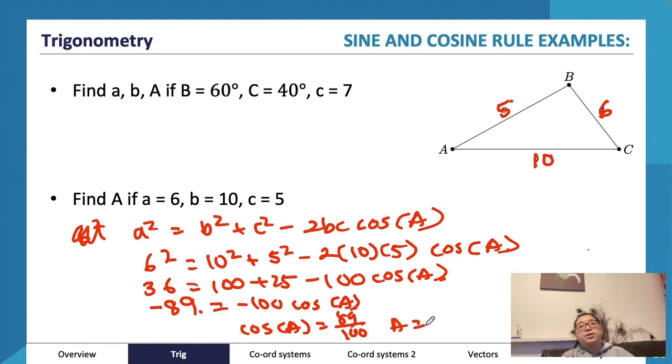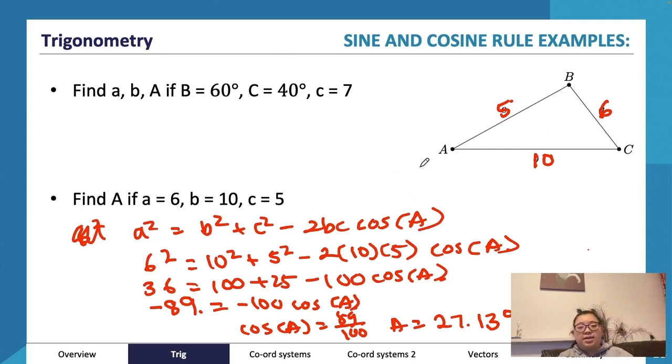So a is going to be equivalent to, and then you can do a cos inverse of 89 over 100 to find out. And just remember, if you're in radian mode, you need to convert it back to degrees. So you just times it by 180 and divide by pi. And it will give us that a is going to be 27.13 degrees.